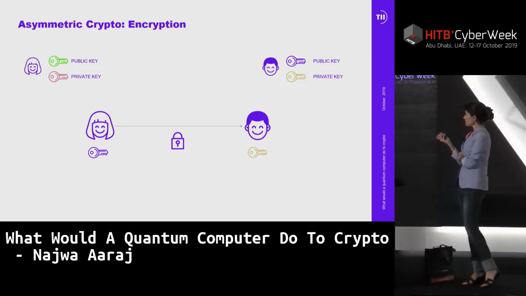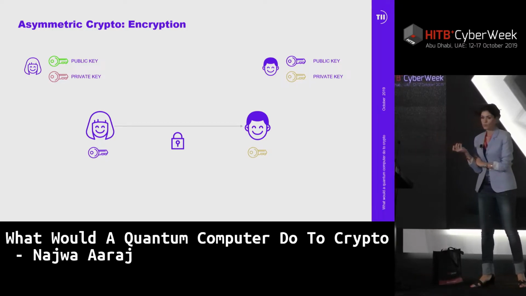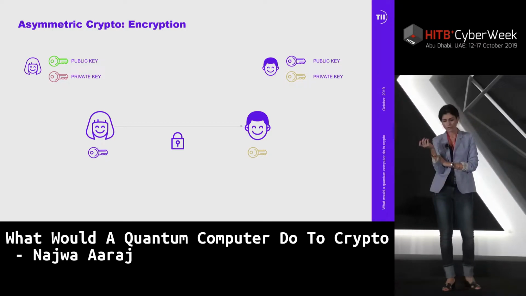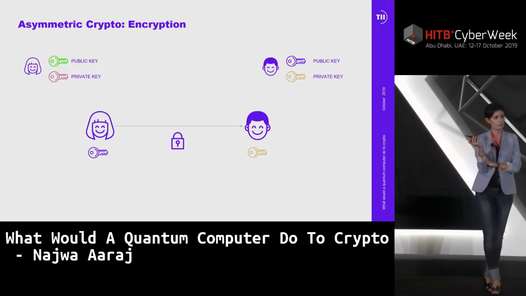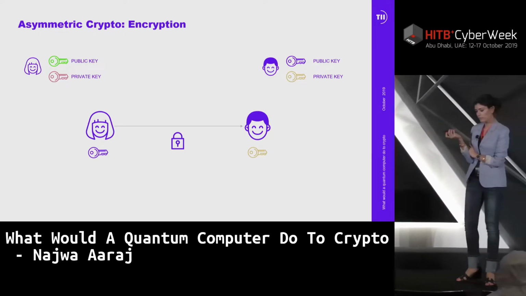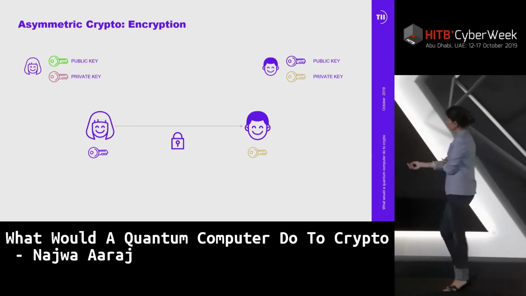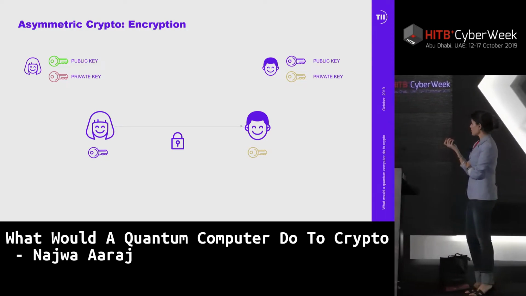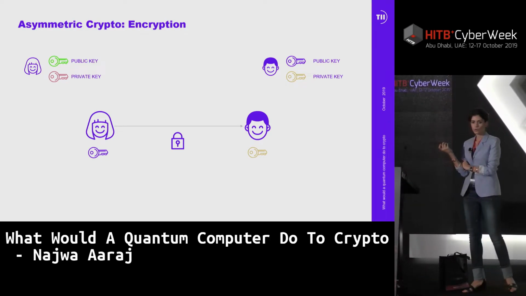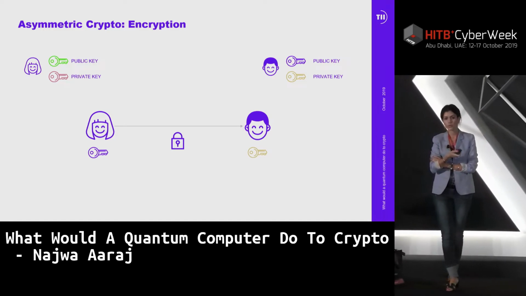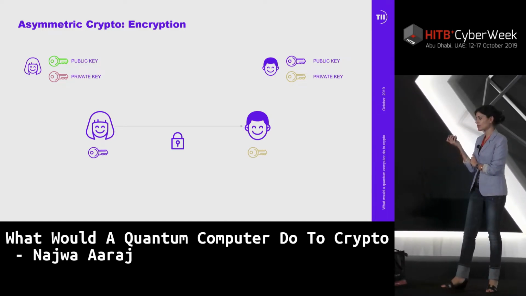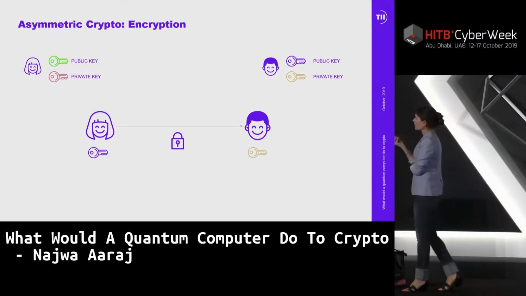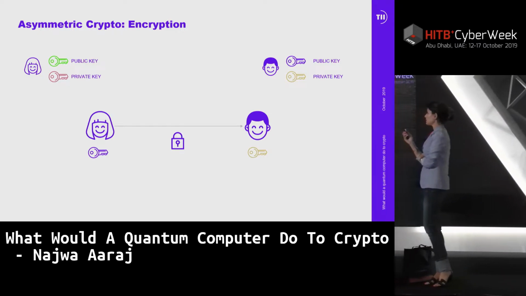In the case of asymmetric crypto, or public key crypto as it is otherwise known, both parties have a pair of keys, one public key and one private key. When Alice wants to talk to Bob, she has access to Bob's public key, which is known. She encrypts the message with Bob's public key, and then Bob uses his private key, which corresponds to that public key, to decrypt the message.